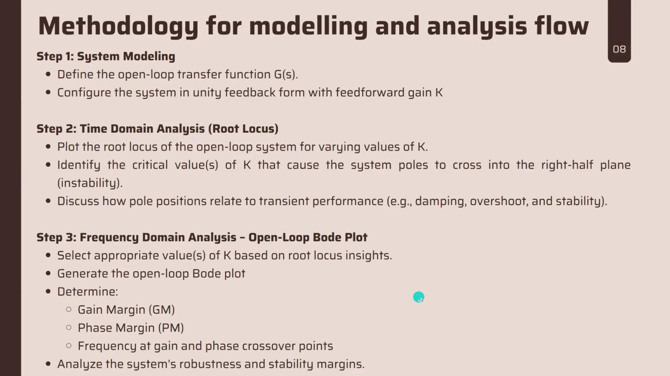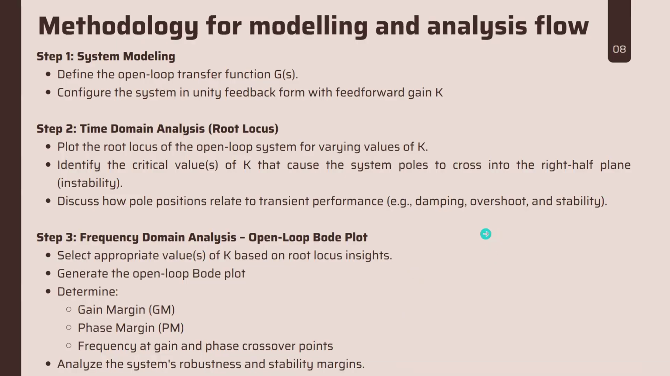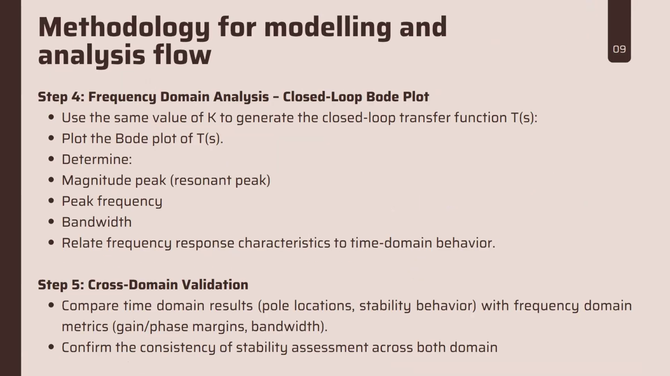Step 3 is frequency domain analysis of the open loop Bode plot. We select appropriate values of K based on the root locus, and then we generate the open loop Bode plot. After that, we determine the gain margin, phase margin, and the gain and phase crossover frequency points. After that, we analyze the system robustness and stability margins.